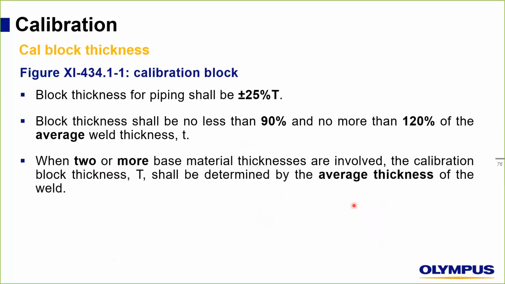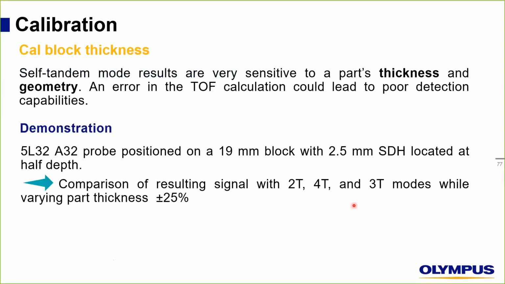When 2 or more base material thicknesses are involved, the calibration block thickness T shall be determined by the average thickness of the weld. This is a little problematic, actually, because self-tandem mode results are very sensitive to a part's thickness and geometry. An error in the time of flight calculation could lead to poor detection capability. So if you are using a different thickness for the calibration block, be very, very careful, especially with the indirect modes. So we are talking about 3T, 5T, etc.